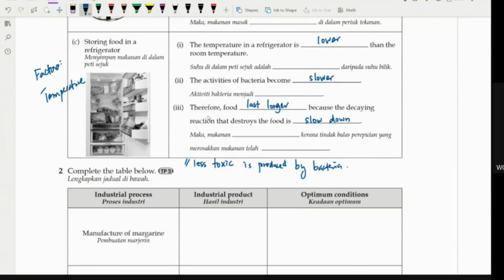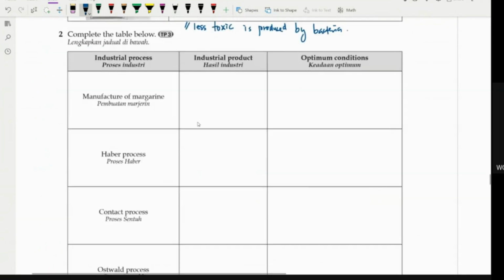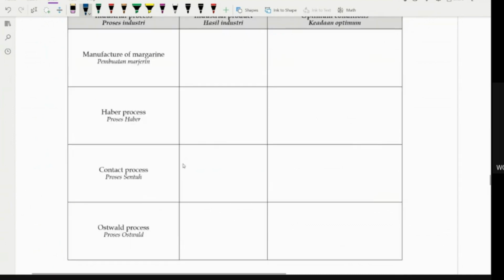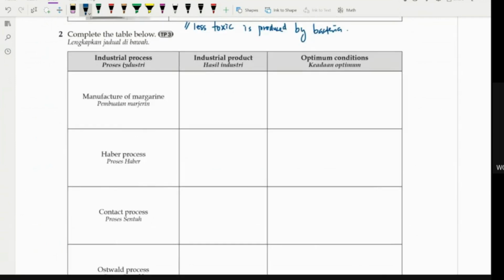Now number two, complete the table. Here there are some industrial processes, the products and then the optimum conditions. This one I'd like you to record down. There are four industrial processes that are commonly used or quite famous in the exam. So this one you can record down.